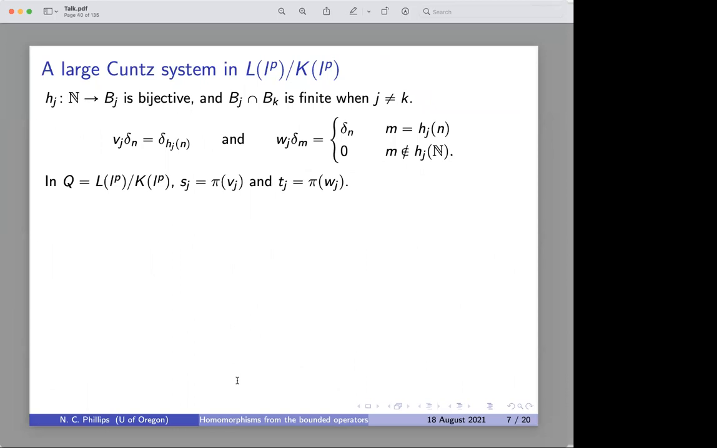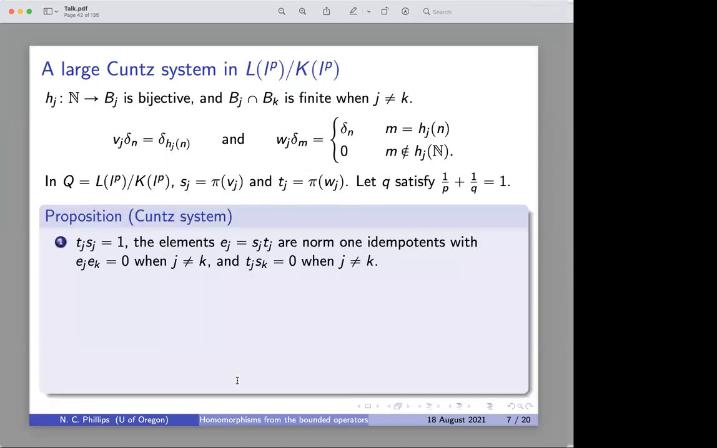Okay, here's a repeat of the setup that we have. What Hj is, Bj intersect Bk is finite, and what Vj and Wj are, and what Sj and Tj are. And we'll let Q be the conjugate exponent. And so here's the proposition. And I called this a Cuntz system. I haven't formally defined a Cuntz system, and I won't.